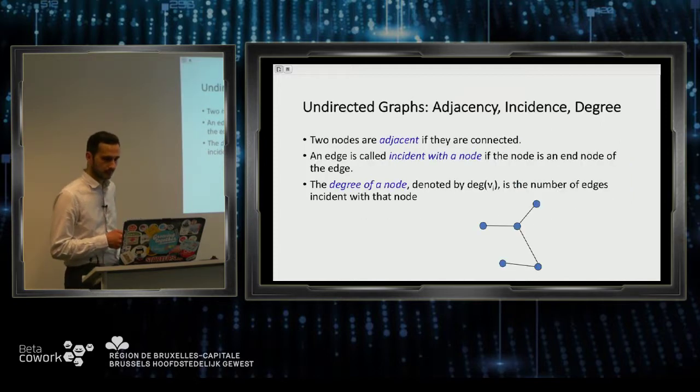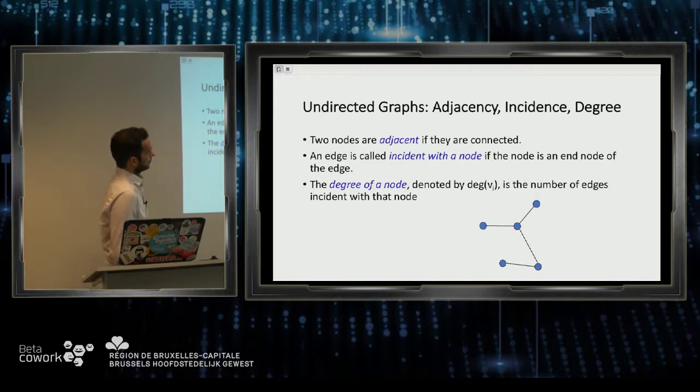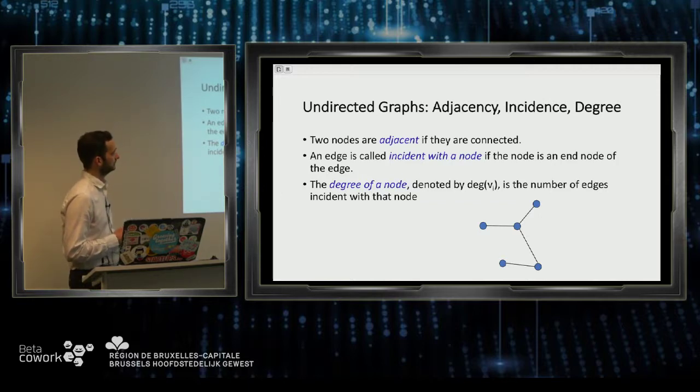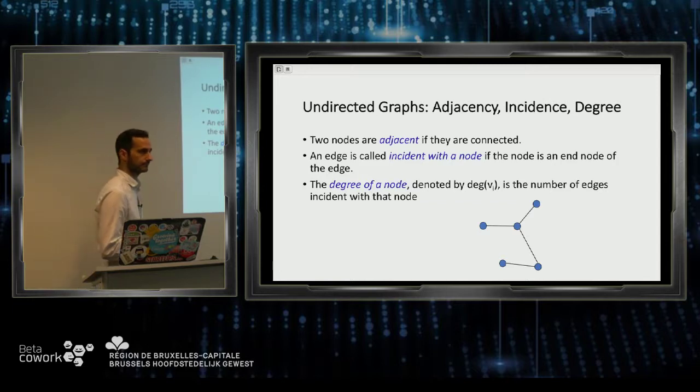So, can we create extra notation, extra nomenclature in graphs? We need to introduce notions like adjacency, incidence, and degree. We can say that two nodes are called adjacent or neighboring. That's the meaning of adjacent. If they are connected by an edge. So you can say that this node and this node are connected using this edge. Therefore, these nodes are adjacent.